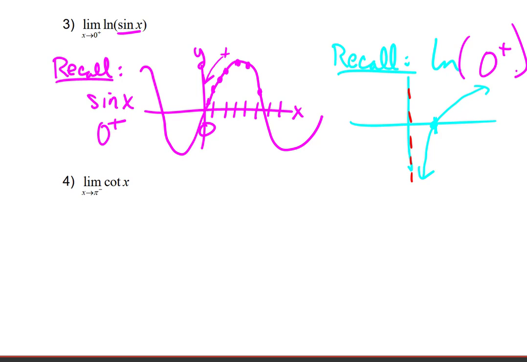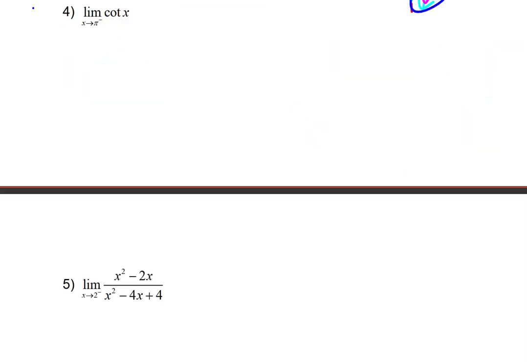But notice what's happening in our natural log graph. As I go to 0 from the right, the natural log values are plummeting downward as the natural log graph does toward that vertical asymptote forever. So in summary, what are the natural log of the sine of x values doing? Well, they're plummeting downward forever, which means we could say this limit should be negative infinity. Let's consider a fourth example. This one is the limit as x approaches pi from the left of cotangent of x.